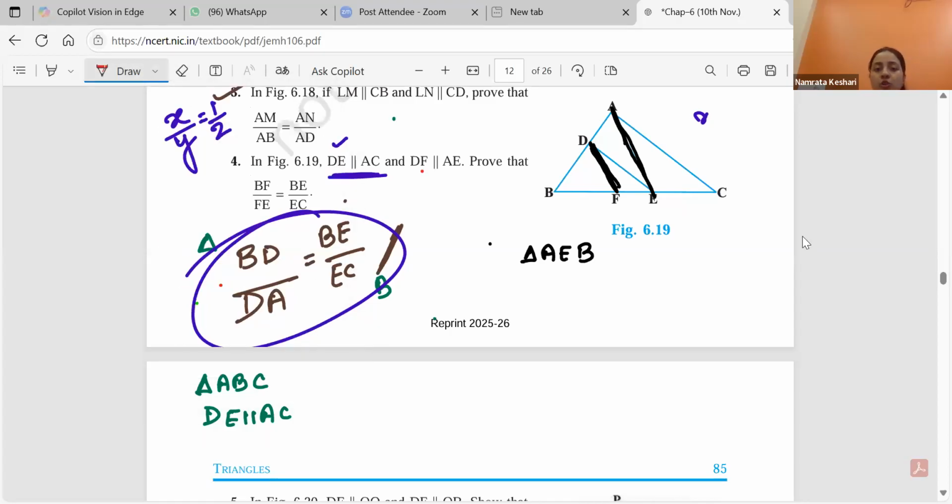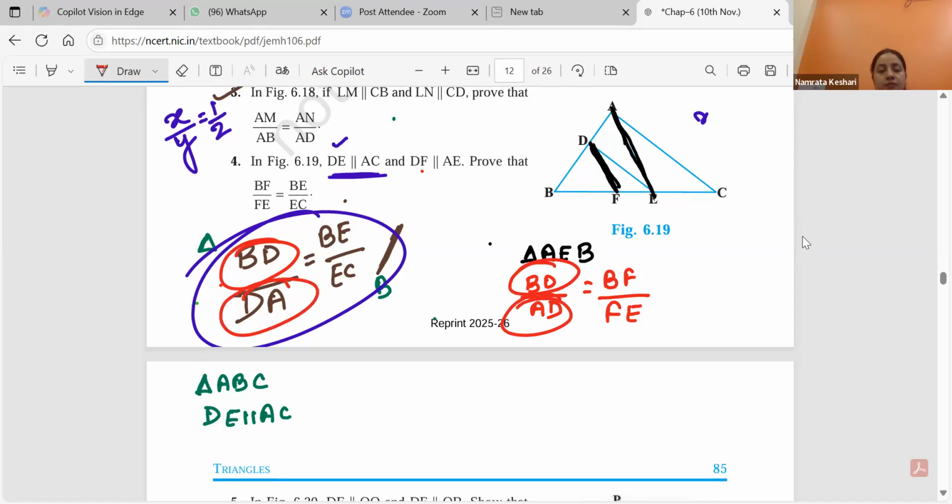Just write the ratio that BD by AD is equal to BF by FE. Can you see BD, DA, AD, same thing. So if this side is the same, we can compare the ratio. It's that simple. Here the triangle chapter is easier than the previous class triangle chapter. Are you realizing it? That BE by EC is equal to BF by FE.